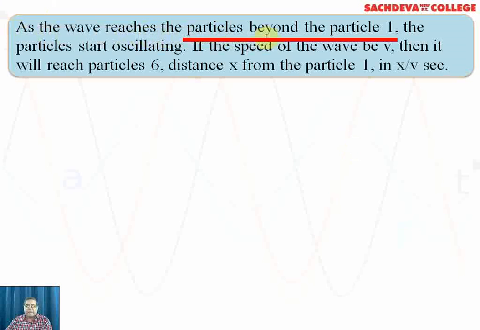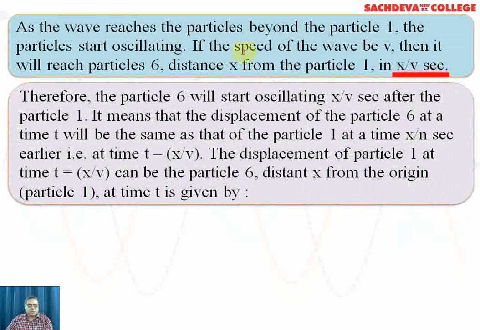As the wave reaches the particles beyond particle 1, the particles start oscillating. If the speed of the wave is v, then it will reach particle number 6, at distance x from particle 1, in time x over v, where x is the distance and v is the speed, and this time is calculated in seconds. This explanation is valid for all other particles, that is, the next particle oscillates after some time, and that time is x over v. Therefore, particle 6 will start oscillating x over v seconds after particle 1.